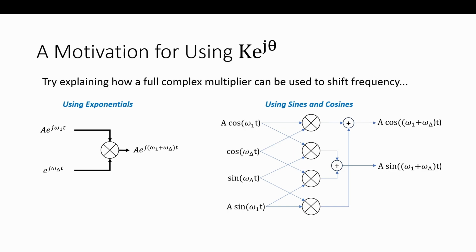Here's a motivation for that. If you try to explain how a full complex multiplier can be used to shift frequency, and ultimately, if you're trying to introduce yourself to single sideband modulation, and those explanations lead you to the cosine cosine, sine sine product rules, that's what's on the right-hand side. That's the implementation. But the understanding of it is you're just multiplying a single complex waveform with another single complex waveform. And look at that, e to the j omega 1 t.